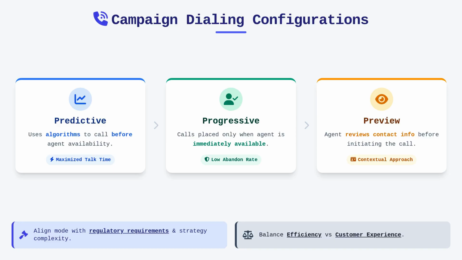Preview dialing offers a balanced approach where the agent is presented with the contact information before the call initiation, providing them with the necessary context to handle the interaction professionally. You must select the mode that best aligns with your regulatory requirements and the specific complexity of your outbound strategy. Each mode interacts differently with the system's pacing algorithms, and understanding these nuances is critical for maintaining an equilibrium between efficiency and customer experience.